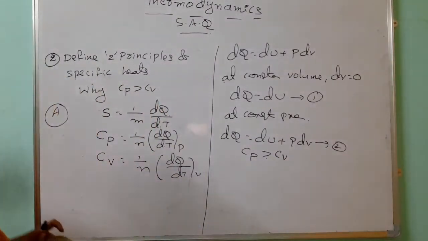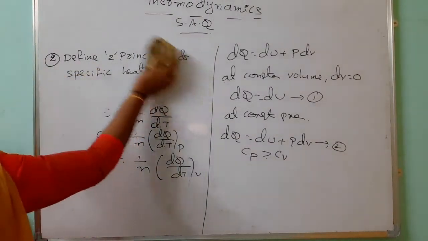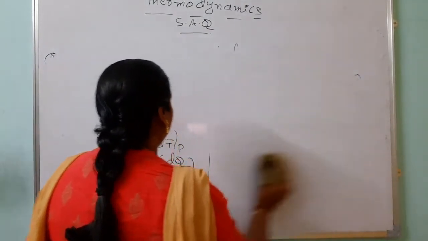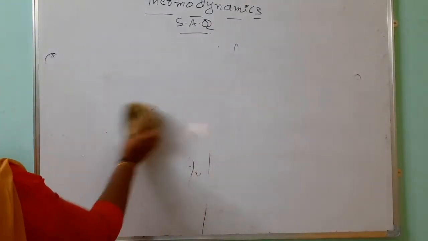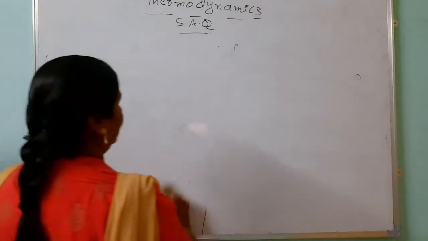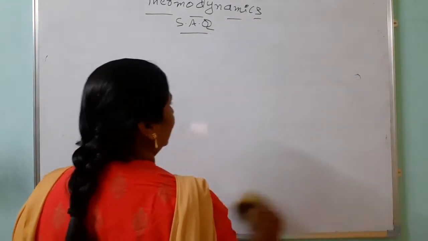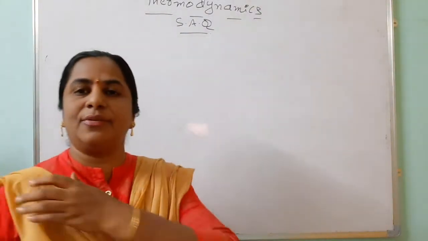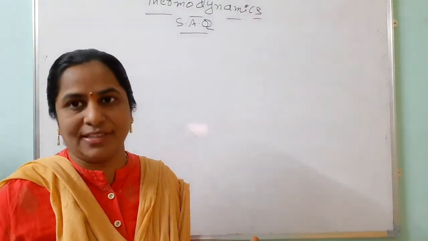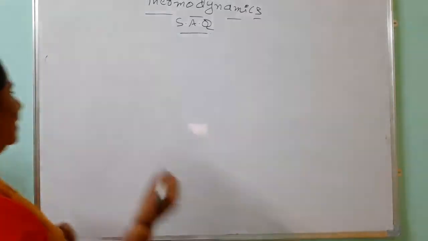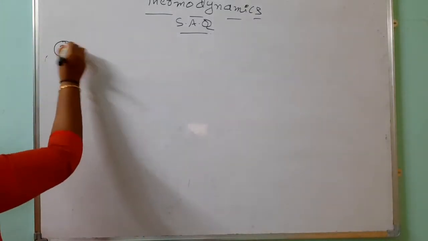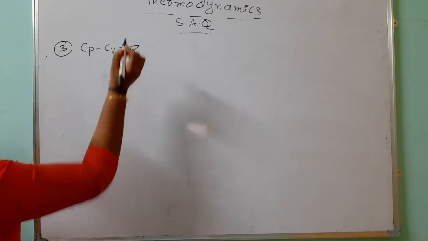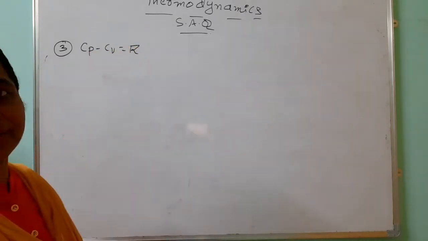Then our third short answer question is very important. That is, we give the relation between Cp and Cv. Cp is the specific heat at constant pressure and Cv is the specific heat at constant volume. Just now we learned the definitions also. Look here, our third question is the relation between them. Simply we can say Cp minus Cv equals the universal gas constant R.